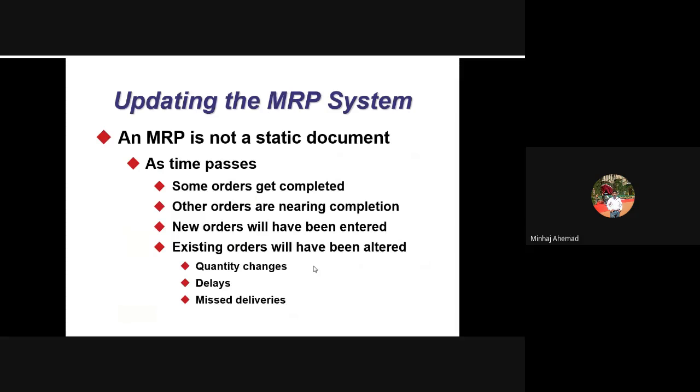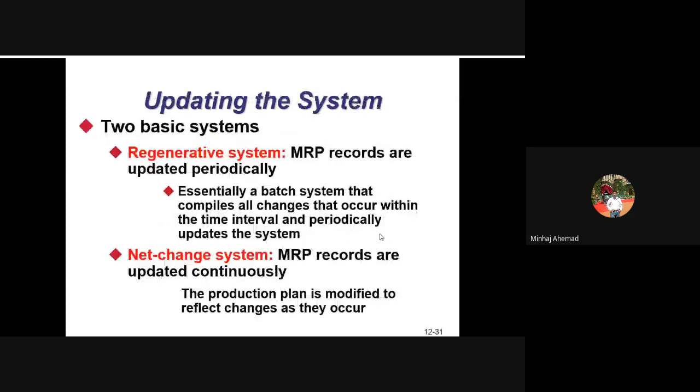Updating the MRP system. An MRP is not a static document. As time goes on, some orders get completed, other orders are nearly completed. New orders will have been entered, existing orders will have to be altered depending upon the delays, missed delivery, and quantity change. So it's a dynamic sort of document.